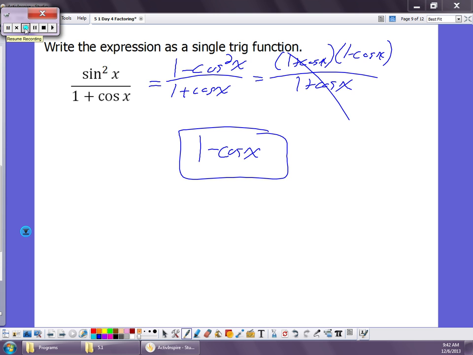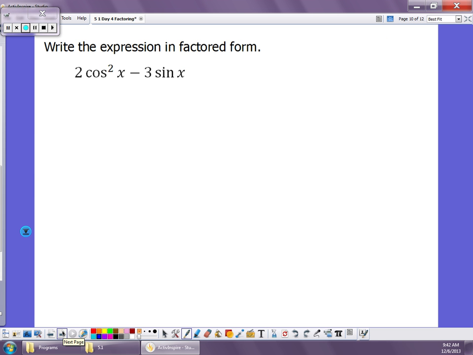All right, so the last thing we're going to look at for today is something like this. Are these two trig functions the same? Is cosine the same as sine? No, so would I be able to factor something with two different variables? No. So what could I do to make them all one trig function? Any ideas? So cosine squared x equals 1 minus sine squared x. So we can substitute that.